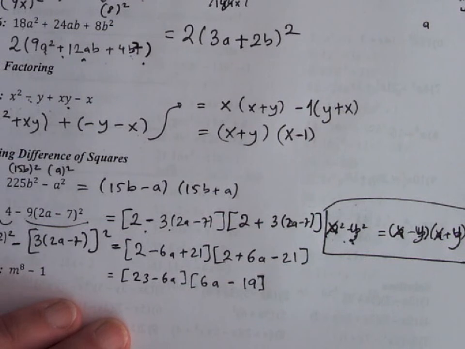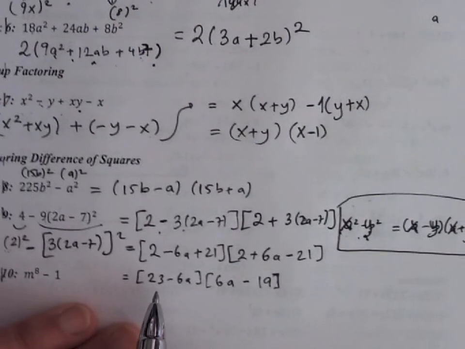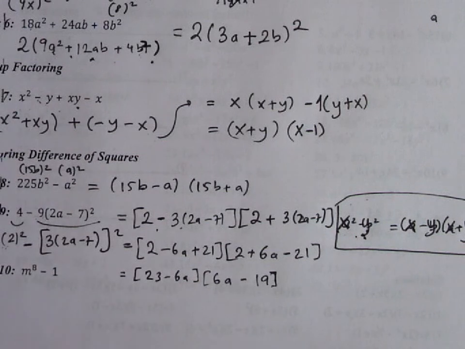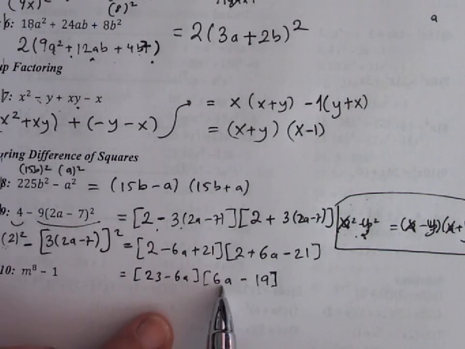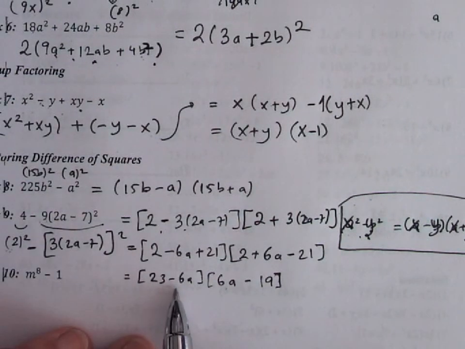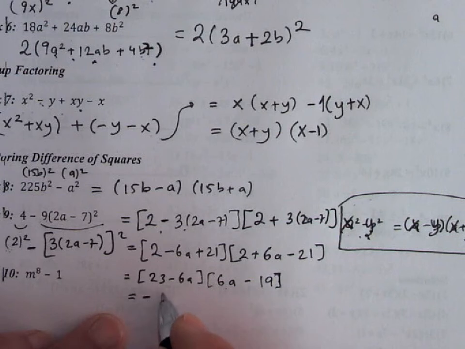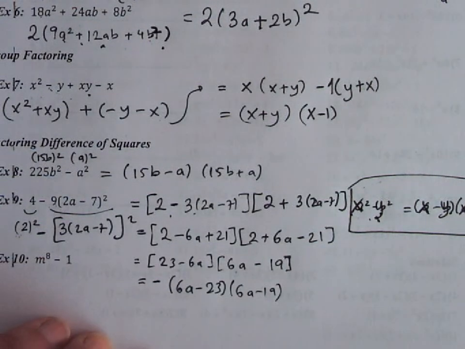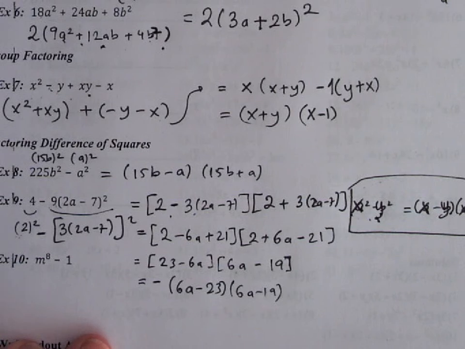We could do one more step. Again, we prefer that the variables in each bracket have positive values in front of them. This second factor, as you see, is 6a minus 19, which is very good. But in the first one, 6a has a negative value in front of it. So you can just factor the negative sign as well, and that would give you negative 6a minus 23 from the first bracket and 6a minus 19 from the second. And now finally it is completed.